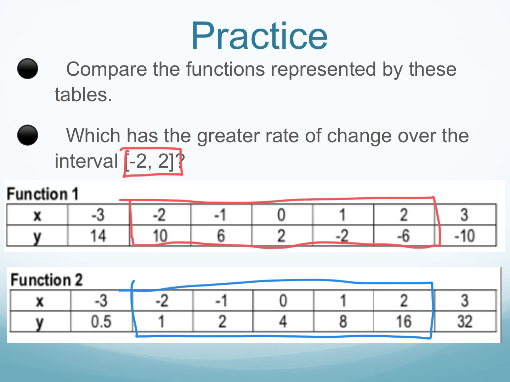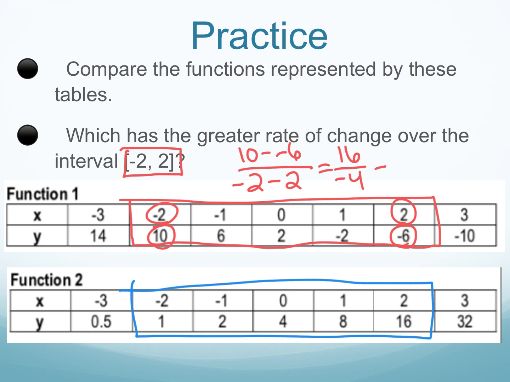So for function 1, my y's go from 10 to negative 6. So I have 10 minus negative 6 over negative 2 minus 2. So 10 minus negative 6 turns into plus. So that becomes 16 over negative 4. Which is 16 divided by negative 4, simply negative 4, is my rate of change there.